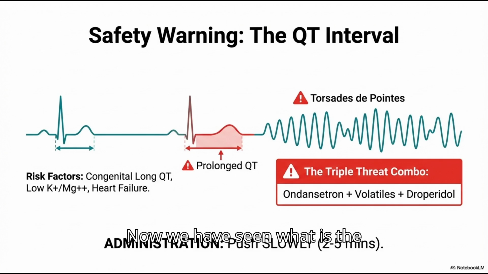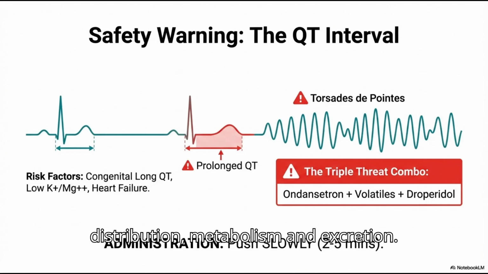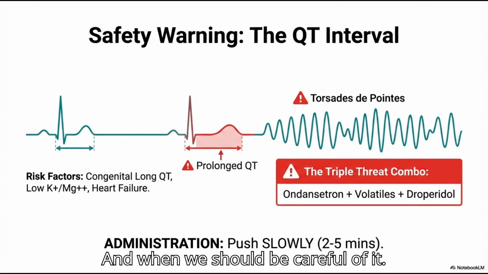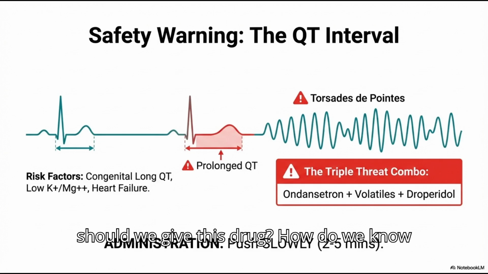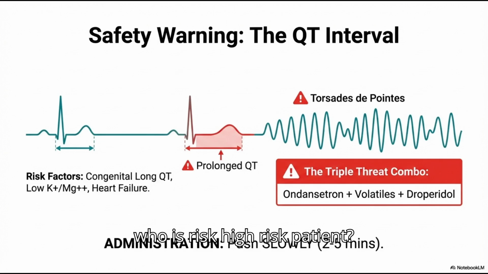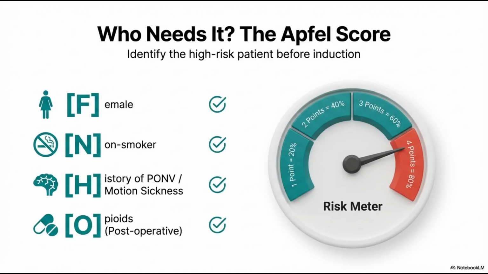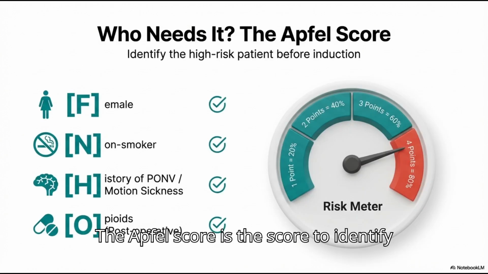Now, we have seen what the drug is, what the mechanism of action is, where it acts, and what its pharmacokinetics are: its absorption, distribution, metabolism and excretion, and when we should be careful of it. Now, in whom should we give this drug? How do we know who is a high risk patient? For this, we use the Apfel score. The Apfel score is a score to identify the high risk patient before induction.